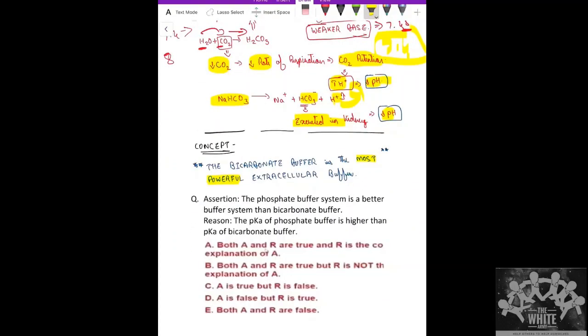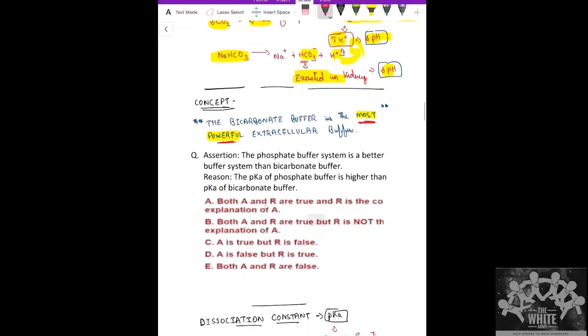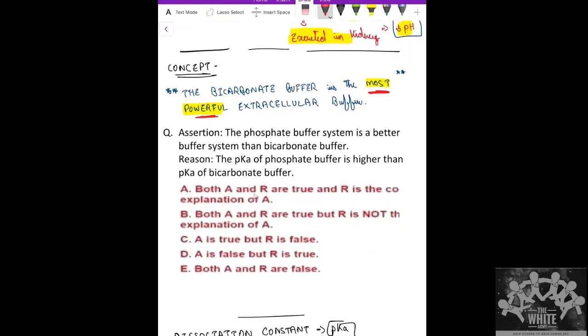Now coming to the next concept of pK, the dissociation constant. We'll read it. Now I'll give a statement: bicarbonate buffer is the most effective extracellular buffer. Now let's solve this question. Assertion states that phosphate buffer is a better buffer system than bicarbonate buffer. Reason is that the pKa, the dissociation constant, which we are going to read now, of phosphate buffer is higher than the pK of the bicarbonate buffer. Can you guys answer?